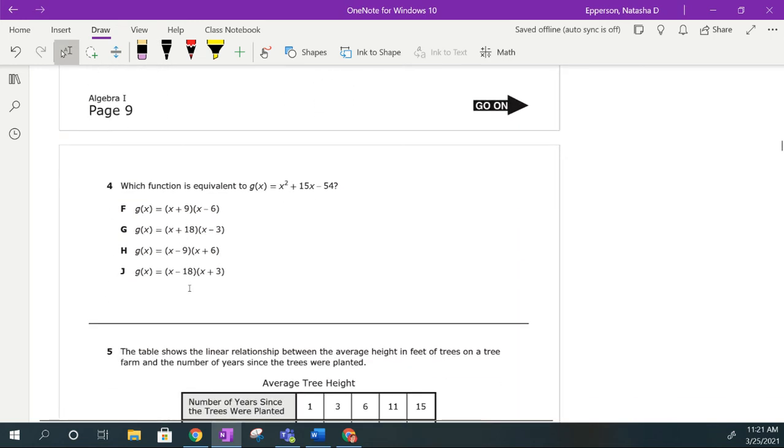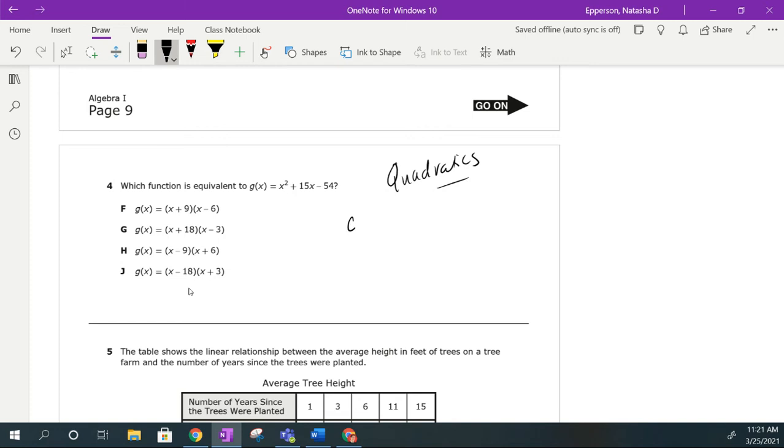Question number 4. Which function is equivalent to g of x? All right, if you notice, and this is kind of something new, it's not a linear question. This is actually dealing with quadratics. The function given to us is in standard form, and our answer choices are all in factored form. So we know we need to factor.